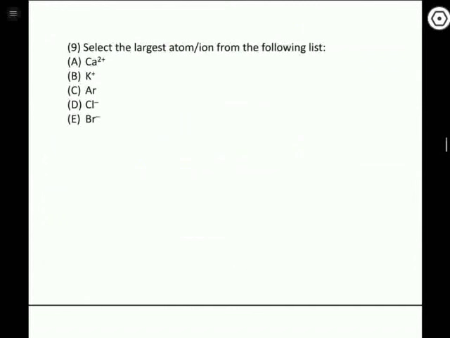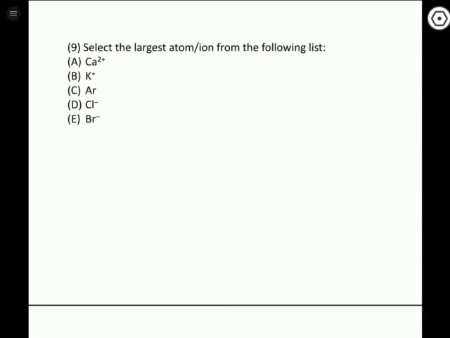All right, so number 9 is dealing with atomic or ionic radius. So when we're dealing with atomic radius, there's also a trend, as you know, sort of the opposite of ionization energy. The radius increases right to left, and it also increases top to bottom. Okay, so we have that periodic trend. Remember, that only applies to neutral atoms.